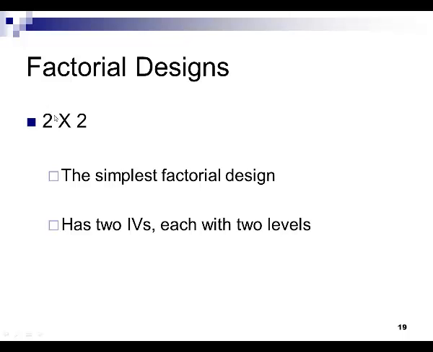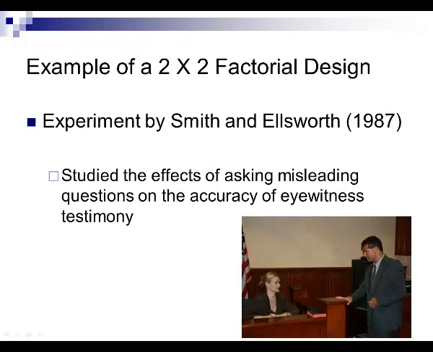So, for example, we have two independent variables that I just described. One independent variable was crowding and the other was windows, and each of them has two levels. Crowding was little crowding and more crowding, and windows was no windows and windows. Here's an example from real research of a 2x2 factorial design.